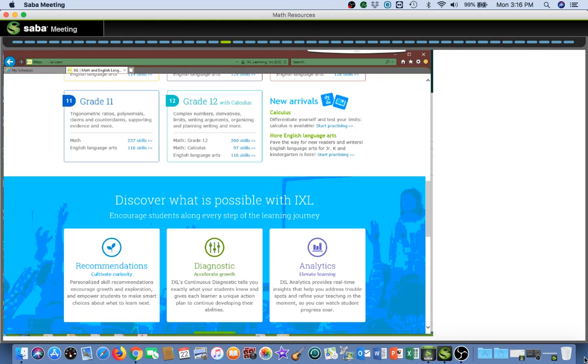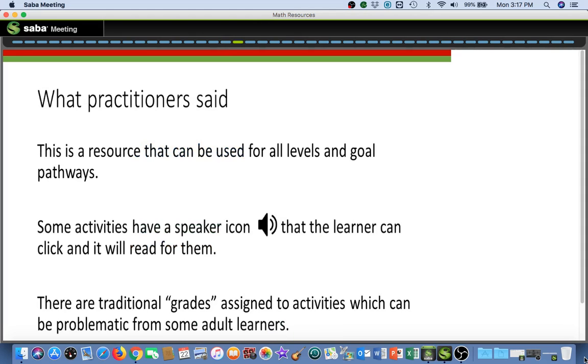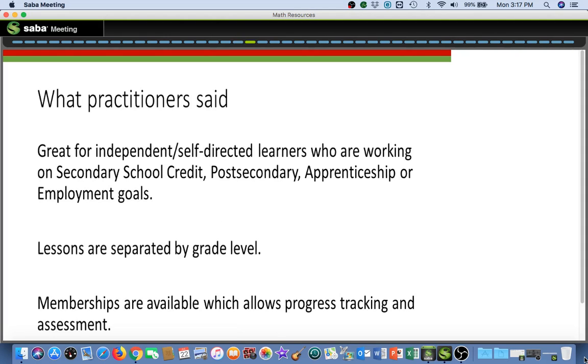That's the biggest problem. Most resources are made for kids. Yeah, wouldn't it be great to have the same wonderful content with an adult spin, with more mature, more appropriate images? Good idea. Fonts and images. Perfect. Once again, a resource great for all levels. And the speaker icon, that would be helpful. Carry on, Sarah. Thank you. Great for independent, self-directed learners, and once again, as we've highlighted, separated by grade level.